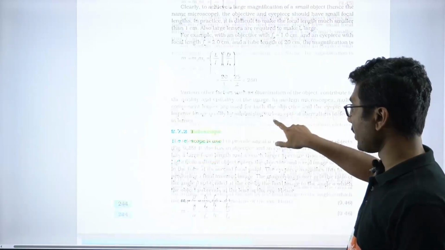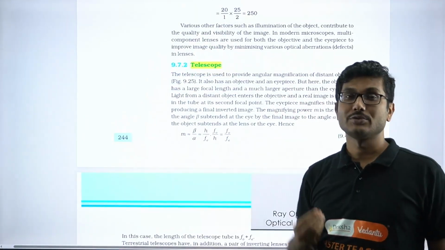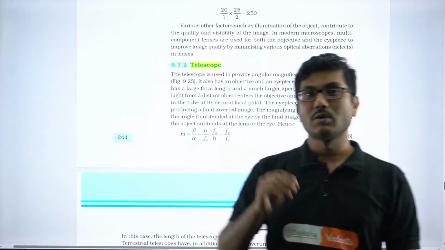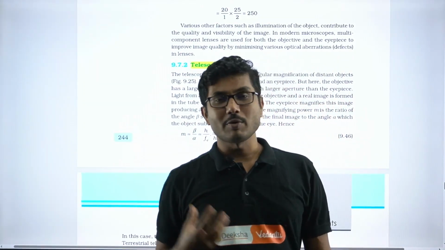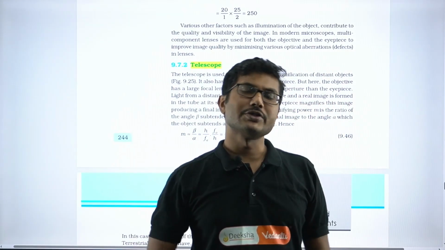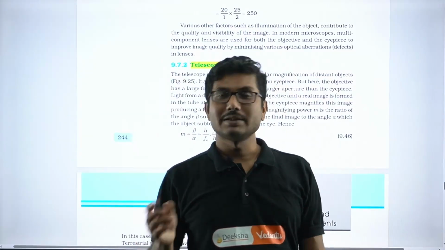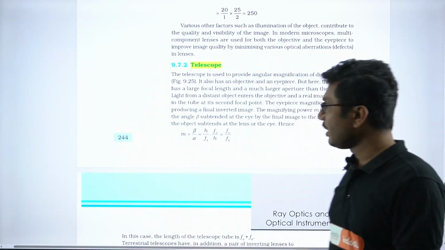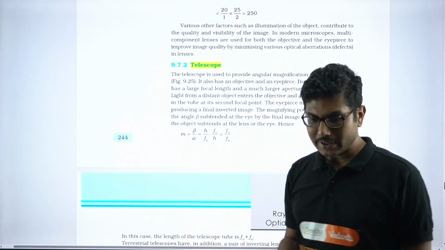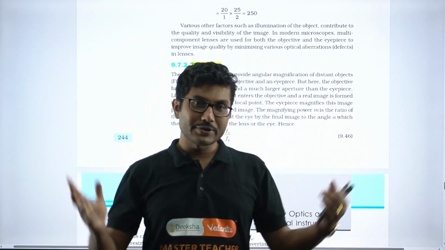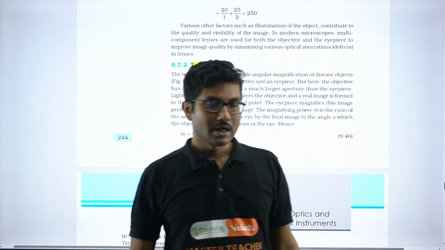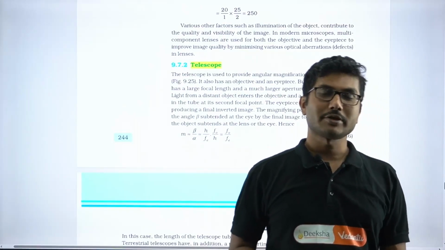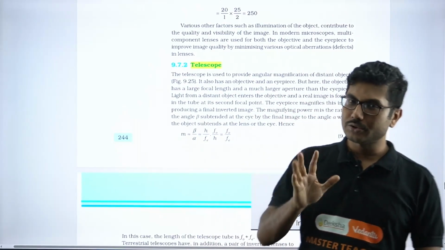Now, a microscope helps us to see small objects which are closer to us, whereas a telescope helps us to see bigger objects which are very far away from us, and thus appear very small. That is the role of a telescope. A telescope helps us to see bigger but very far objects, whereas a microscope helps us to see smaller objects closer to us.